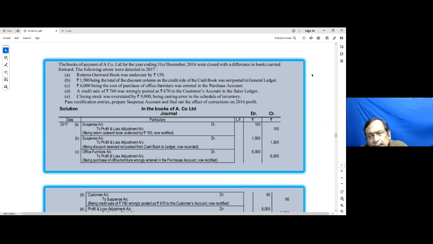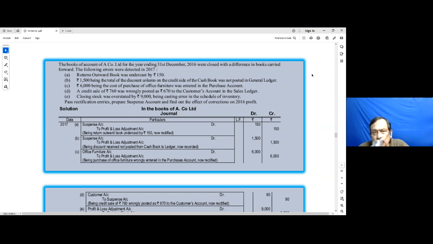The following errors were detected in the next year. Number one, returns outward book was undercast by rupees 150. Then rupees 1,500 being the total of the discount column on the credit side of the cash book was not posted in general ledger, that is nominal ledger. Rupees 6,000 being the cost of purchase of office furniture was entered in the purchase account. Then a credit sale of rupees 760 was wrongly posted as 670 to the customer's account in the sales ledger.